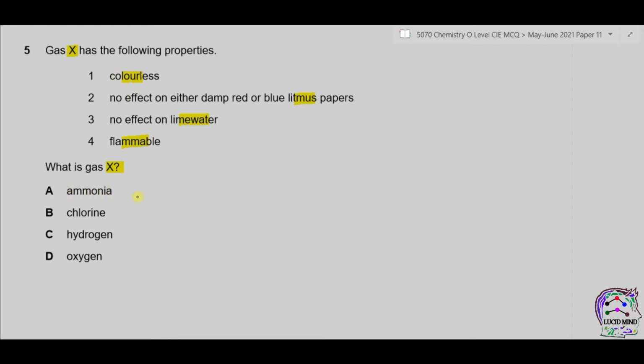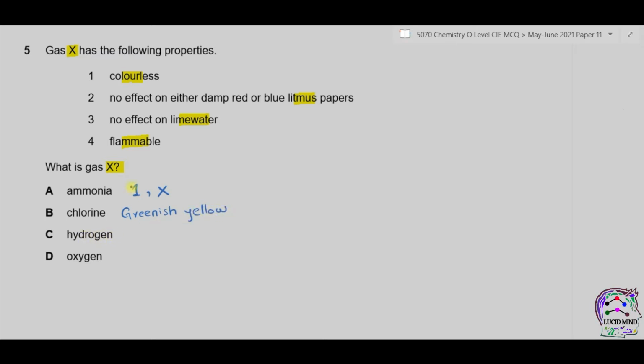Now ammonia is a colorless gas. So part 1 is correct for ammonia. Second is that ammonia can change red litmus paper to blue. So therefore second part is wrong for ammonia as ammonia is a basic gas. We are going to move to part B. We have chlorine. Chlorine is not colorless. It is greenish yellow. So chlorine is also incorrect.